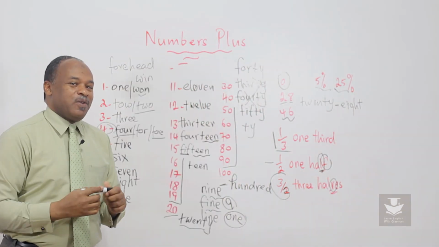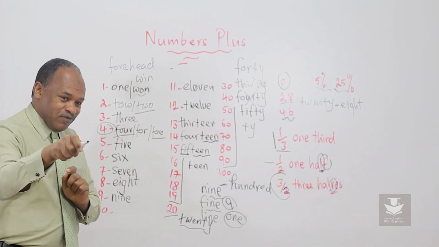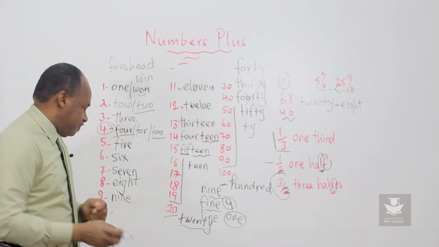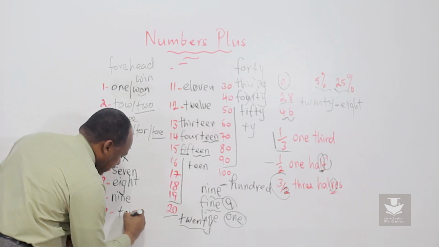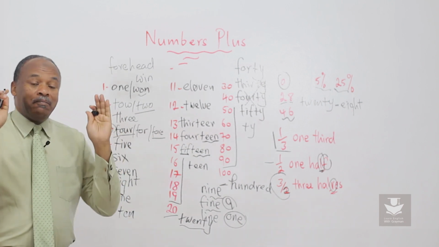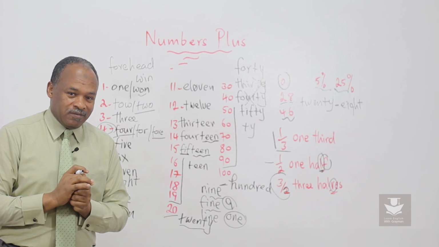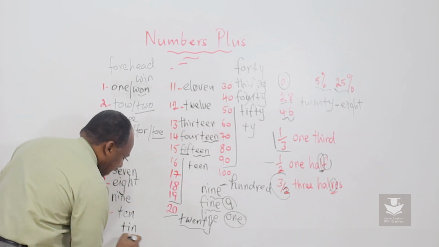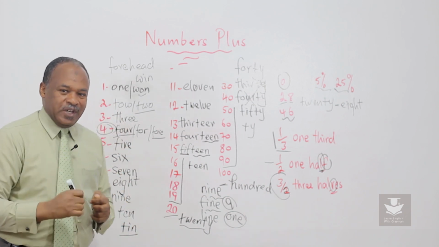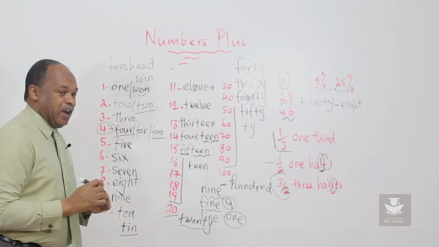Now I'm going to teach you number 10, how to write number 10. How do you spell 10? Try it. Okay, I'll spell it for you. It is T-E-N. But many learners do not know how to spell it correctly, and they would go T-I-N. And this is not ten, this is tin. Tin. But this is ten.